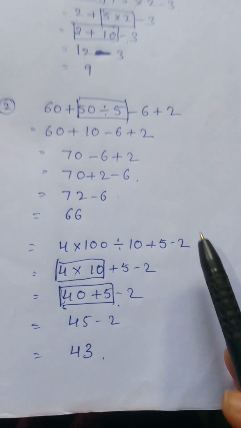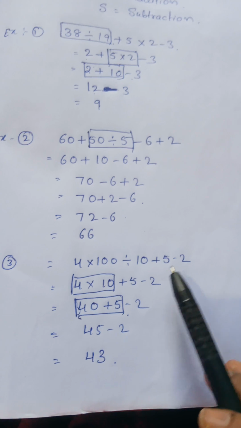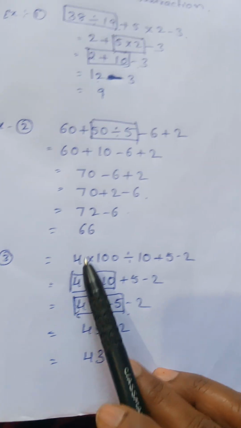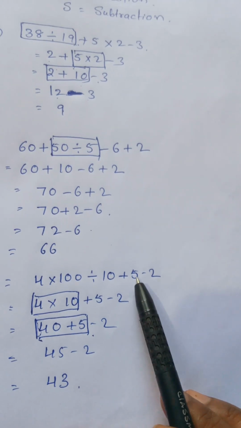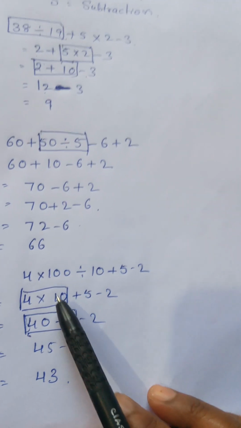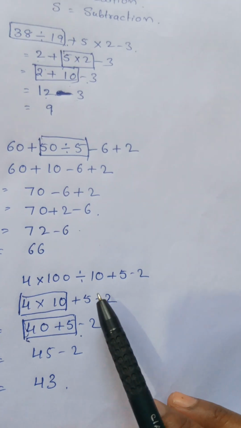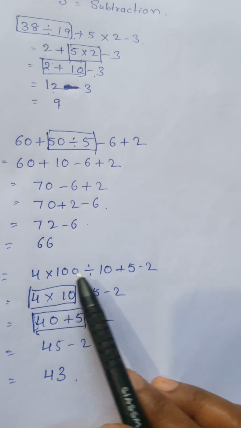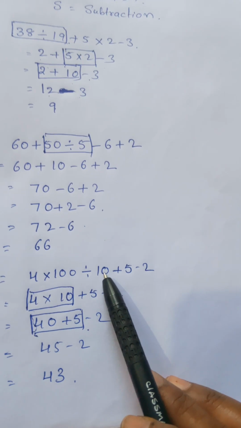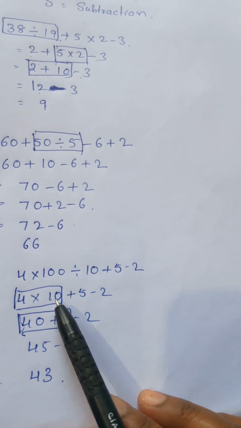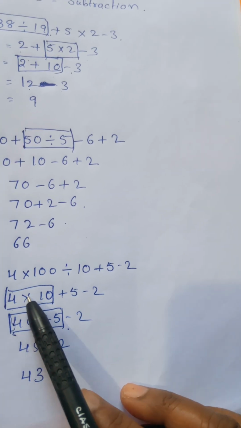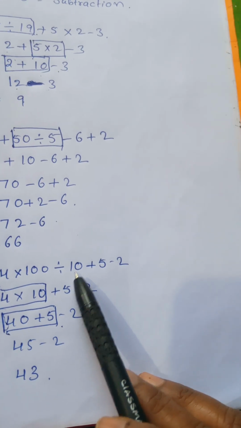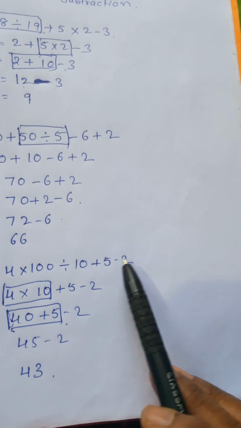You can go to the third. Then 4 × 100 ÷ 10 + 5 − 2. So now here there is division: 100 ÷ 10. In the 10 table, 10 times will come 100. You can write the 10. Then remaining same: 4 × 10 plus 5 minus 2.